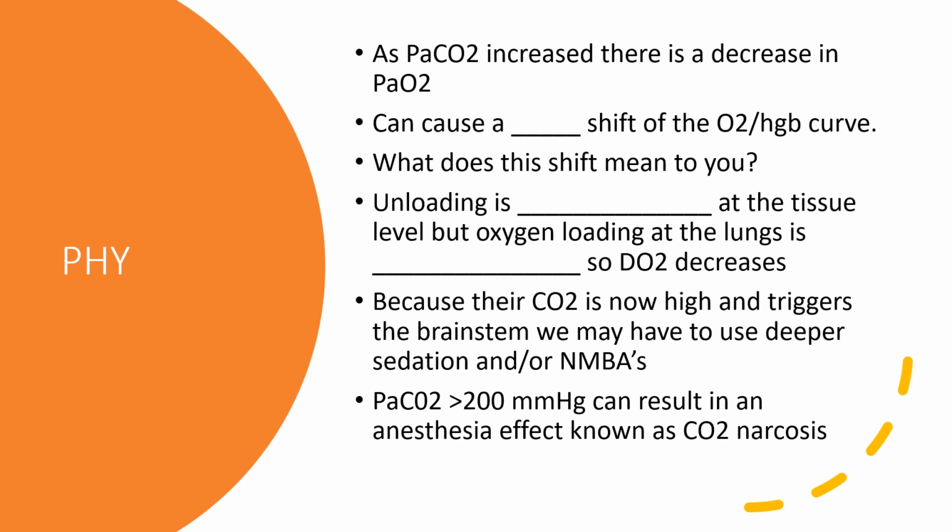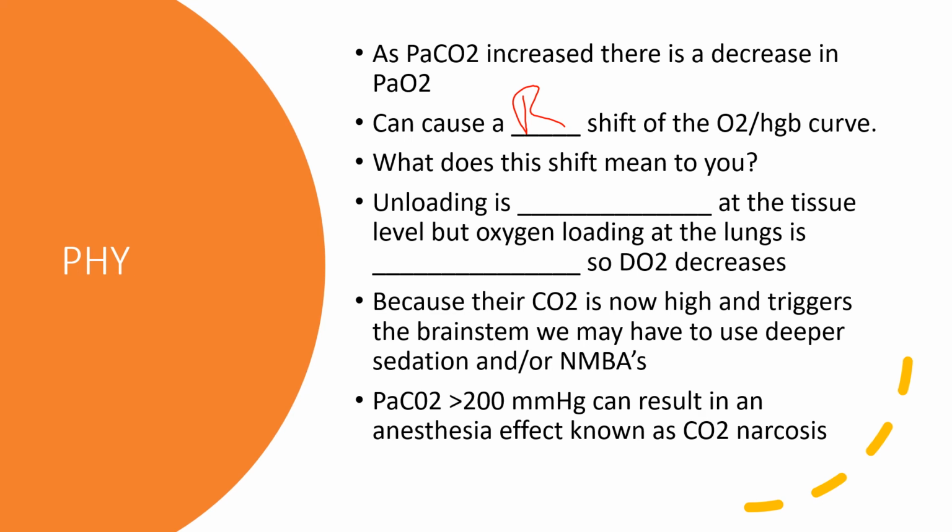So as CO2 increases, there is a decrease in PaO2, right? So be considerate. If we're decreasing our minute ventilation, what happens to our CO2? It goes up. Well, are there as many parking spaces available for the oxygen? No. So there's going to be a decrease in their ability to carry oxygen because of this technique. So this can cause a right shift of the oxyhemoglobin dissociation curve. You're like, okay, that's cute. What does that mean to me, right?